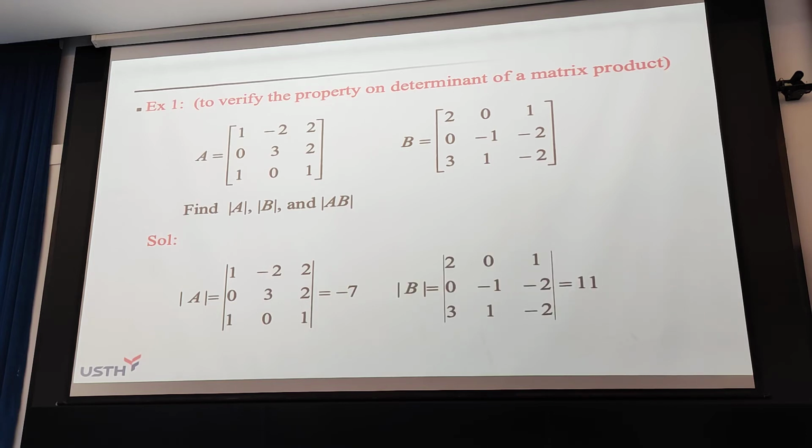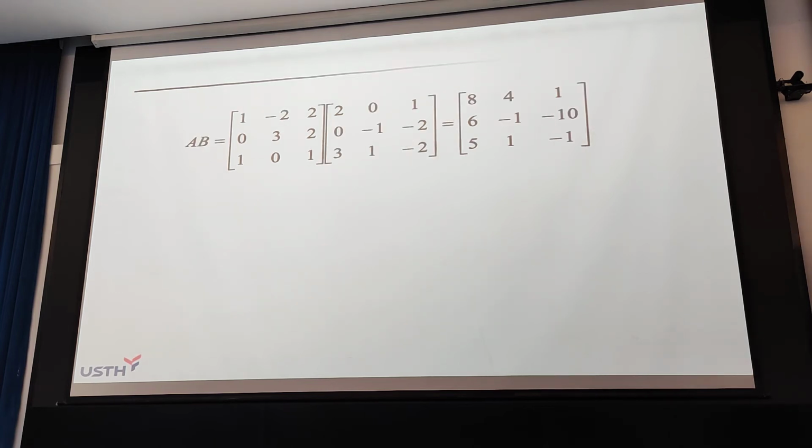Now the next one, first we forget the property. First we multiply A and B. What is that? Multiplying A and B, we get a new matrix of size 3 by 3, and that matrix will have a determinant of minus 77. And we can verify that it is exactly that one, because the determinant of A is minus 7 and the determinant of B is 11. So that is satisfied.